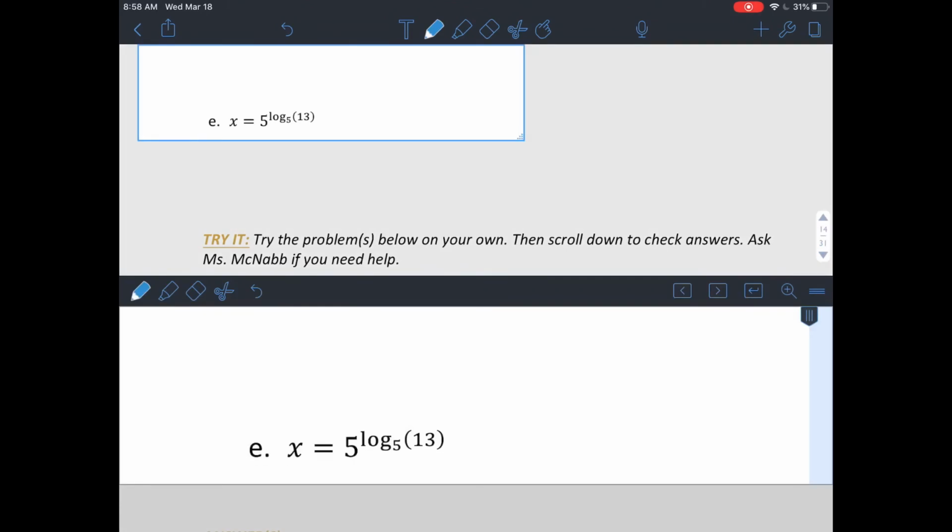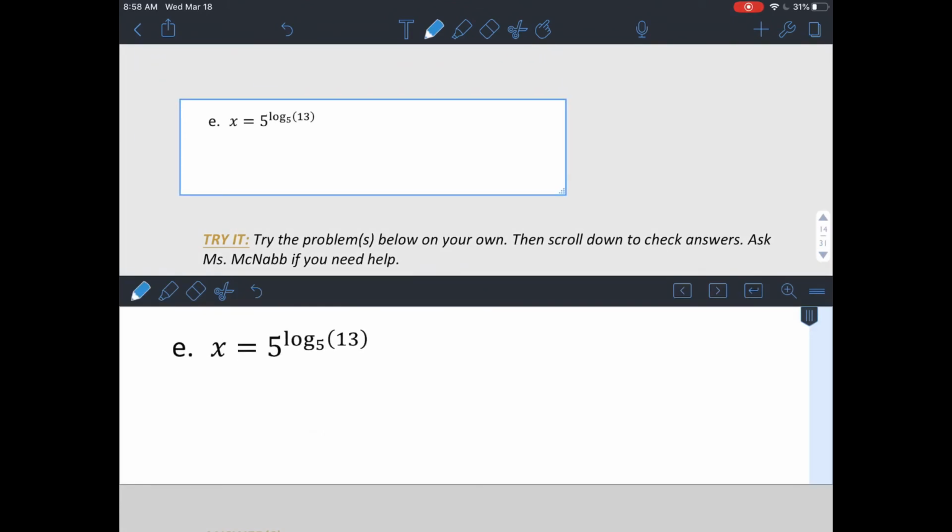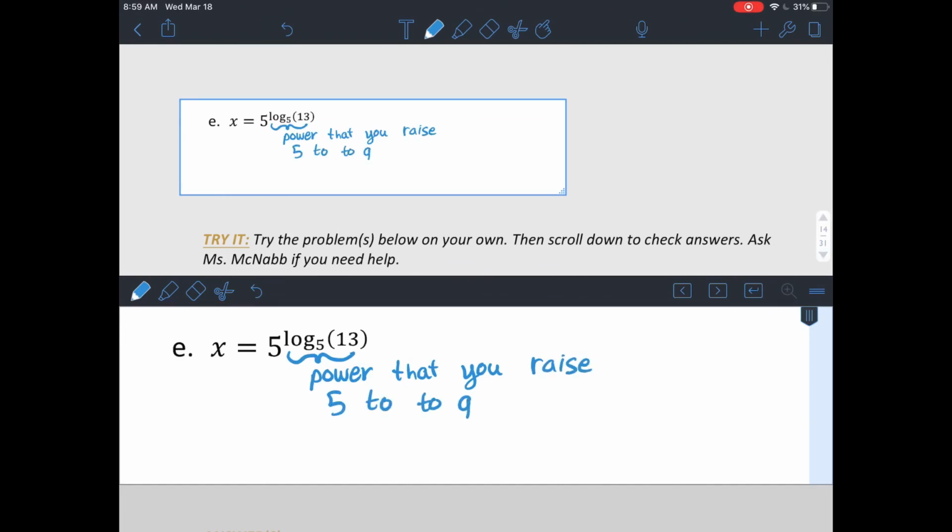This is a little bit different because it's looking for what x is if you're raising 5 to the log base 5 of 13 power. So essentially, log base 5 of 13 is the power that you take 5 to in order to get 13. So I'm taking 5 to the power that I take 5 to get 13. Kind of a brain bender, I know. But if you take 5 to that power, you're going to get 13.